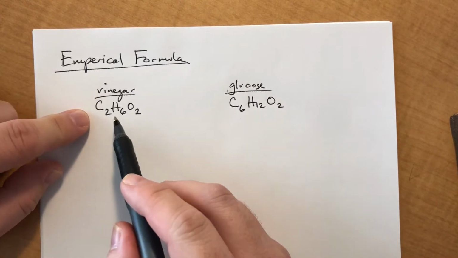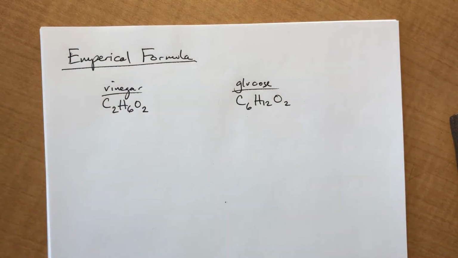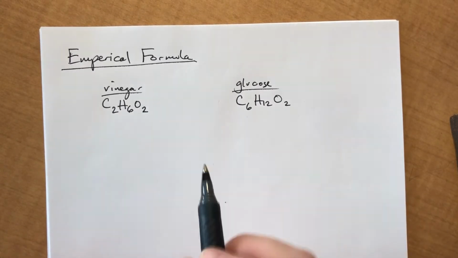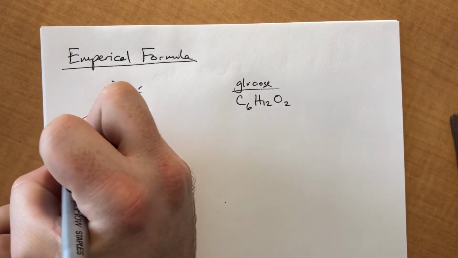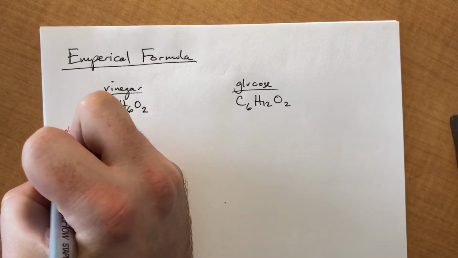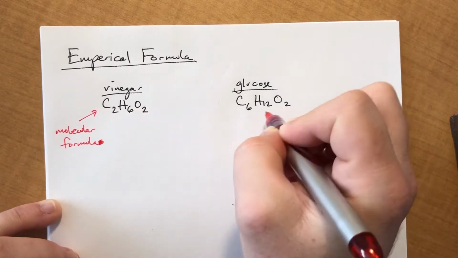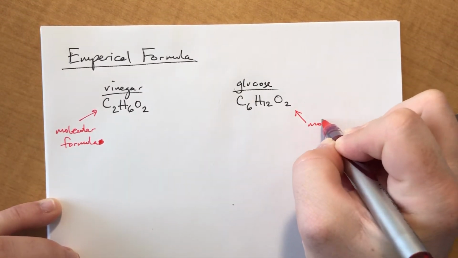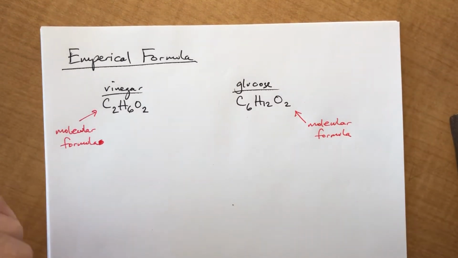Vinegar obviously tastes really sour. They have very, very different chemical activities in the body. Your body can taste the difference. These are both molecular formulas, which I guess I'll label. These are molecular formulas. This is also a molecular formula. This is what we're used to seeing. Molecular formulas are the more useful version of this.